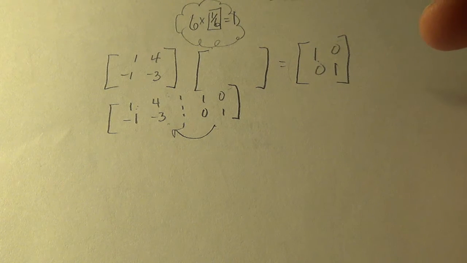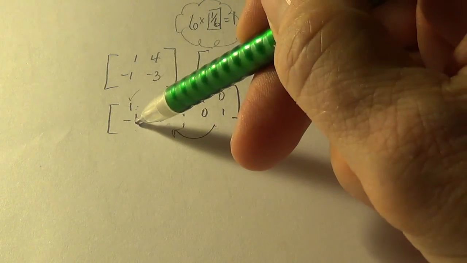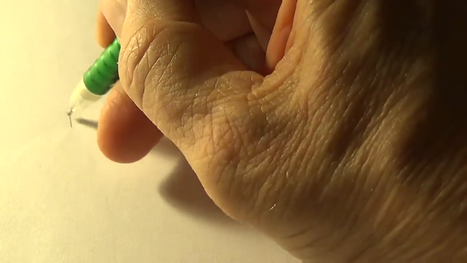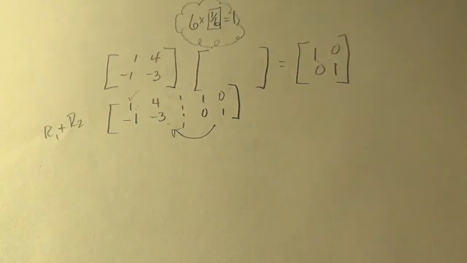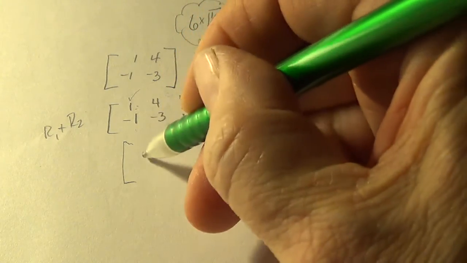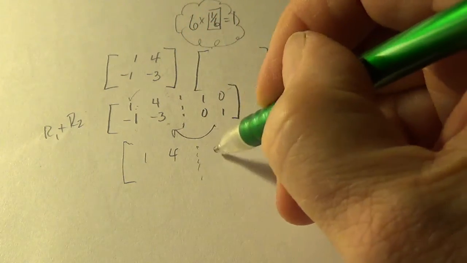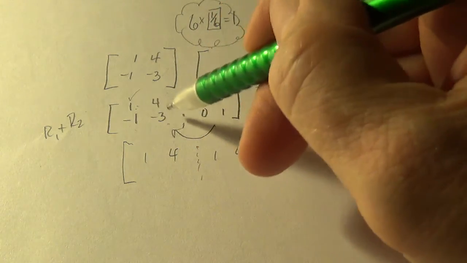So let's say this is already a 1. So we got that. This has to be a 0. So I'm going to add row 1 plus row 2, and I'm going to replace row 2. So the 1, 4, 1, 0 in the first row won't change, but I'm going to add these two together.